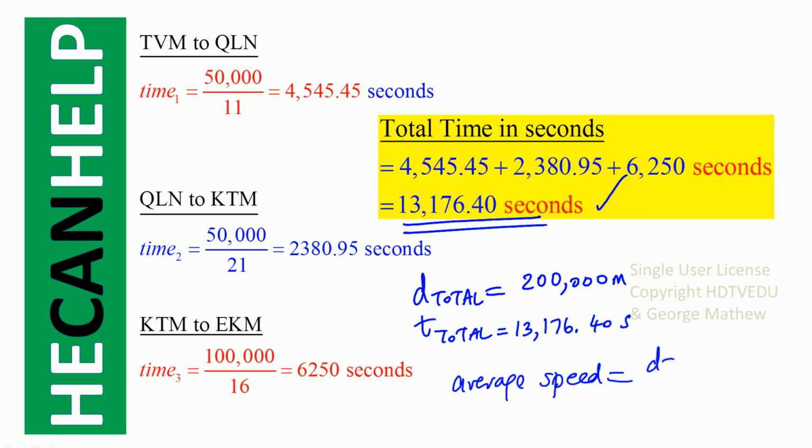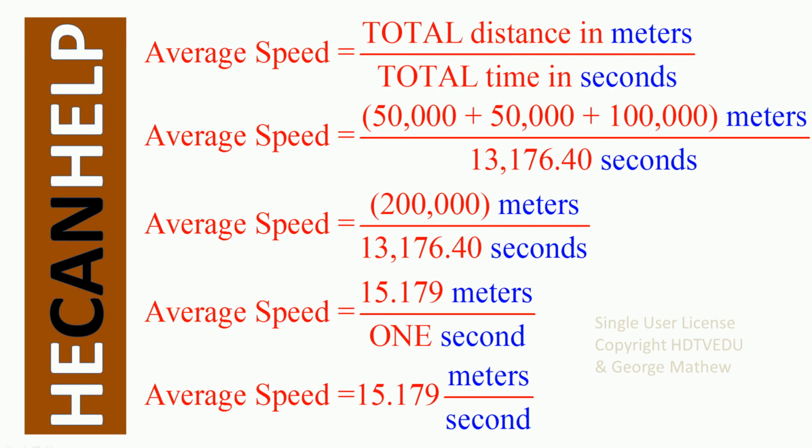It is total distance, which is 200,000 meters, divided by total time. So that's what I did here. Total distance is 200,000 meters divided by total time. And that is 15.179 meters per second.